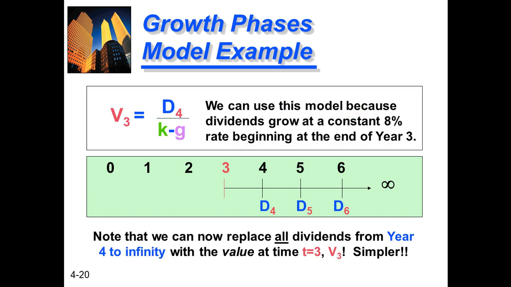And for the constant growth model, we have this formula: V3 is equal to D4 divided by K minus G. We can use this model because dividends grow at a constant 8% rate beginning at the end of 3 years. From 0 to 3, there is no constant growth model. After 3 years, there is a constant growth model. So we are supposed to find the dividends from year 4 to infinity with the value at time T equal to 3. Simpler.